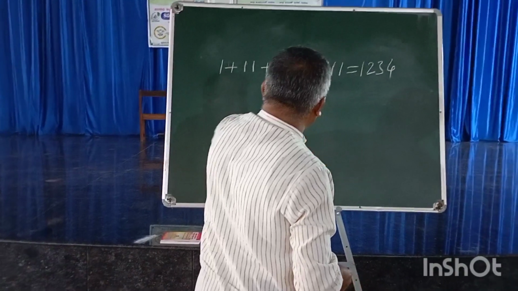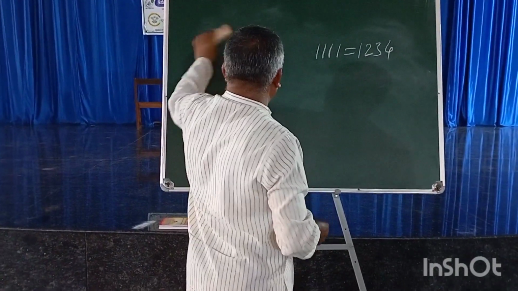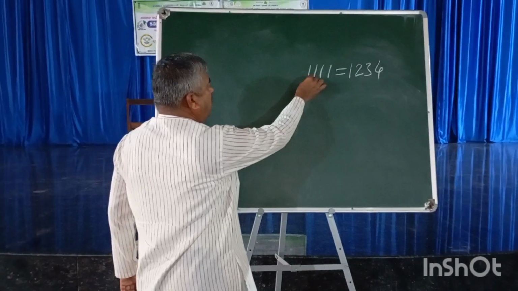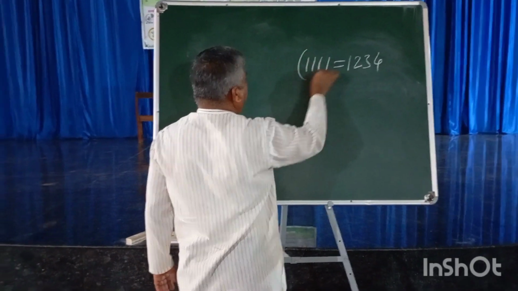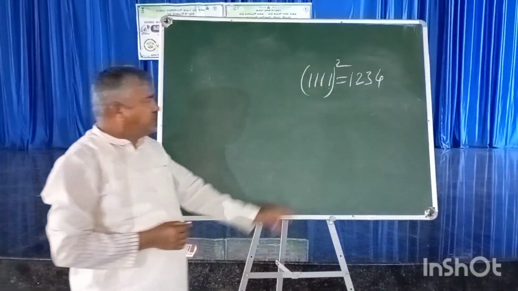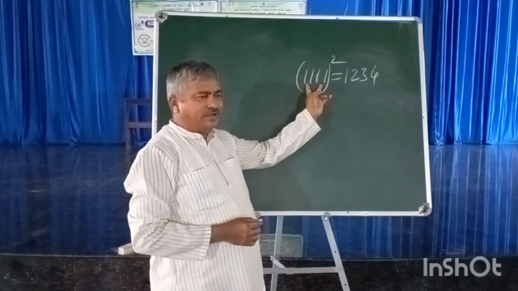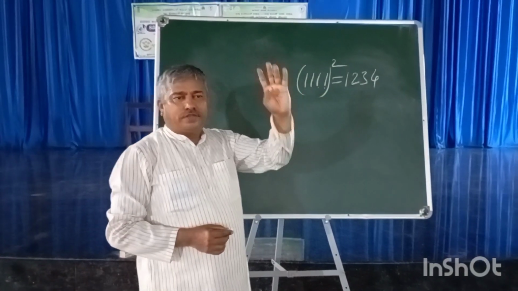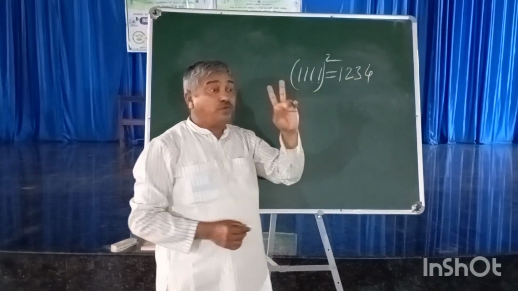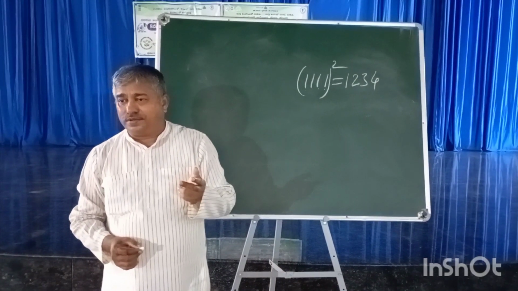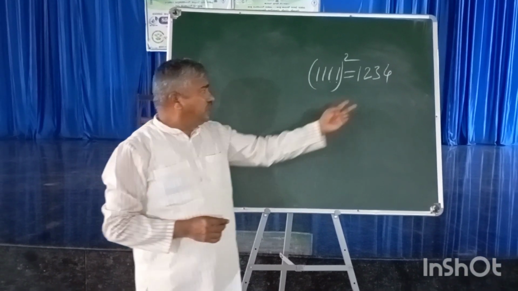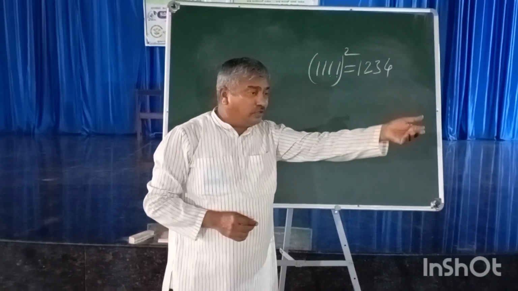Now, say this is 1111. It's a square. That is, how many ones are there? 4. Then its answer is 1 2 3 4. Squaring means multiplication. Means this answer becomes a multiple system.